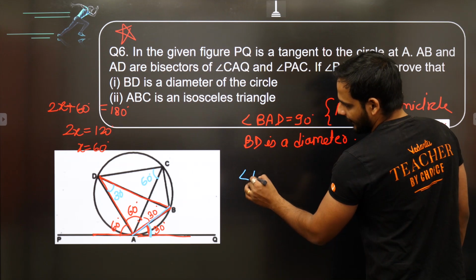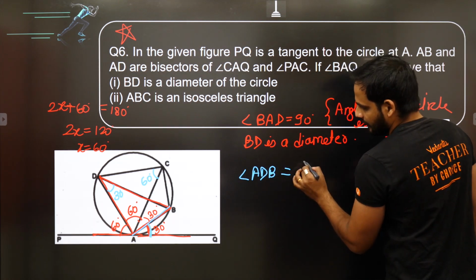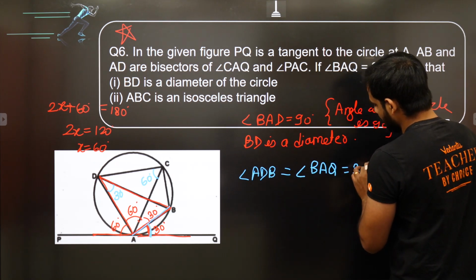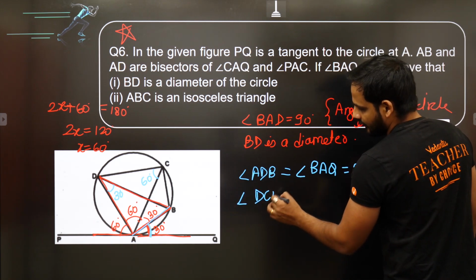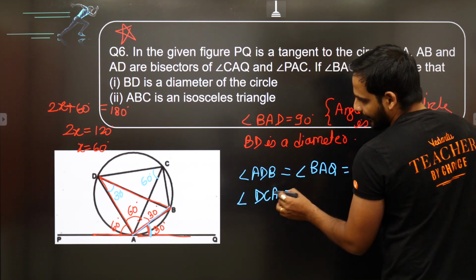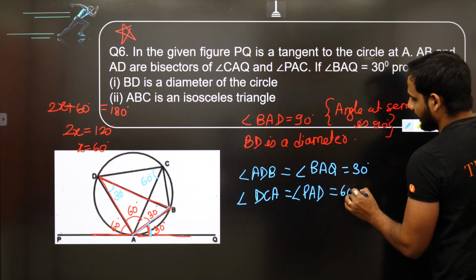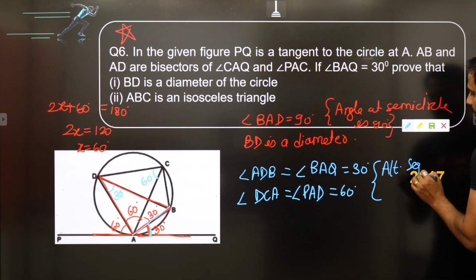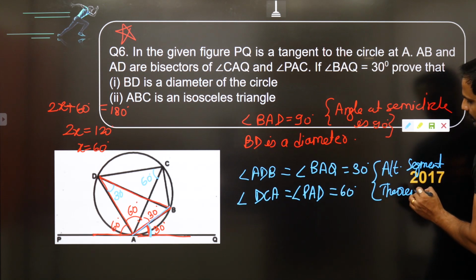I have told that sir angle ADB is equal to angle BAQ, which is equal to 30 degree, and angle DCA is equal to angle PAD, which is equal to 60 degree. And the reason for both is what, beta? Alternate segment theorem.